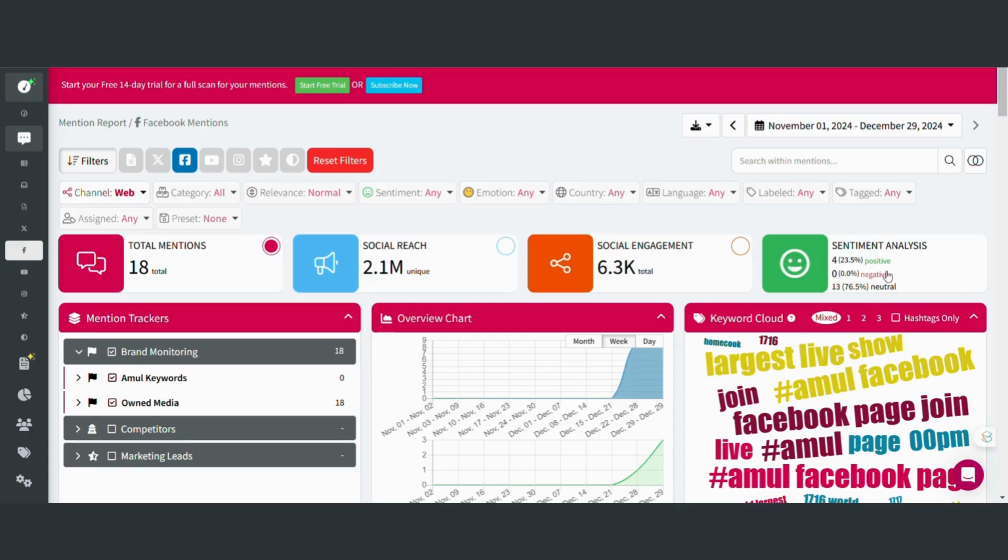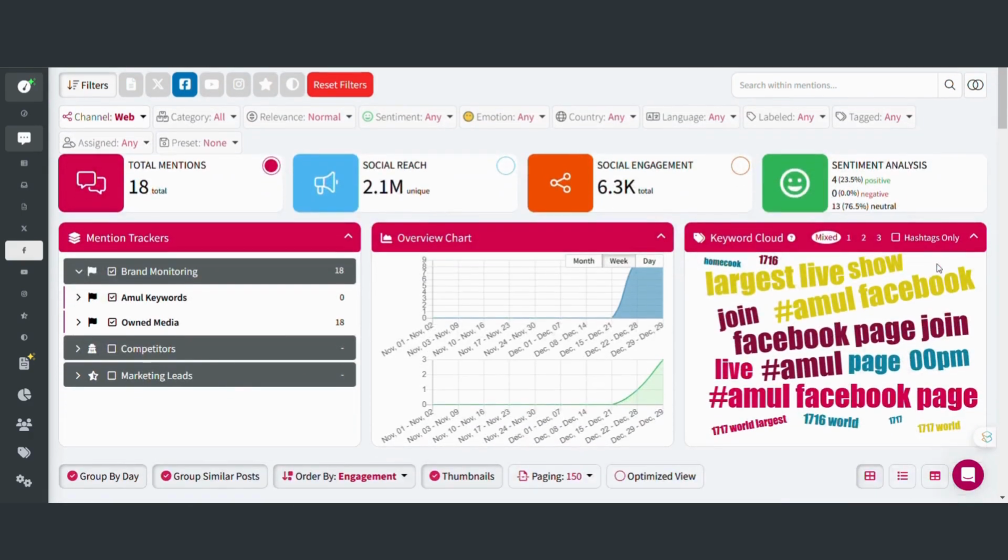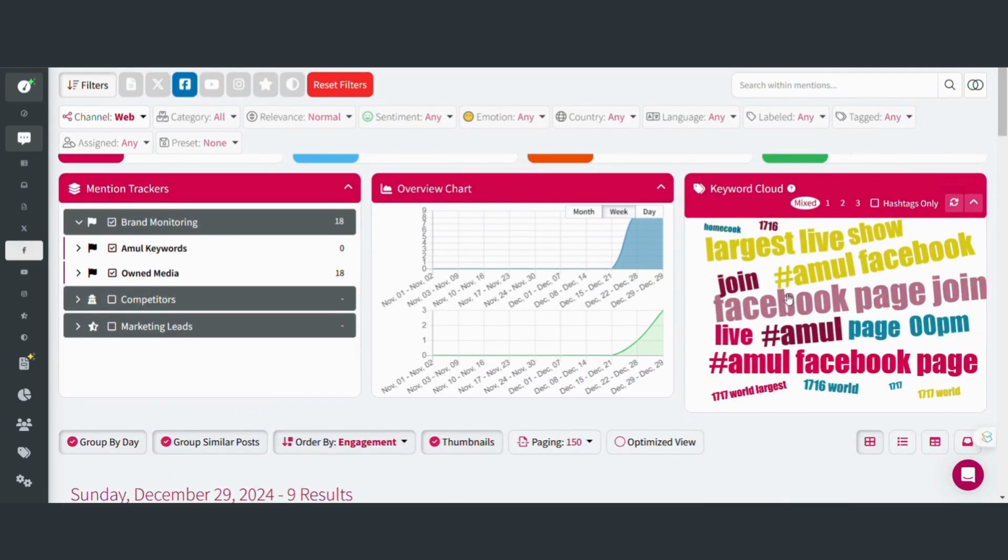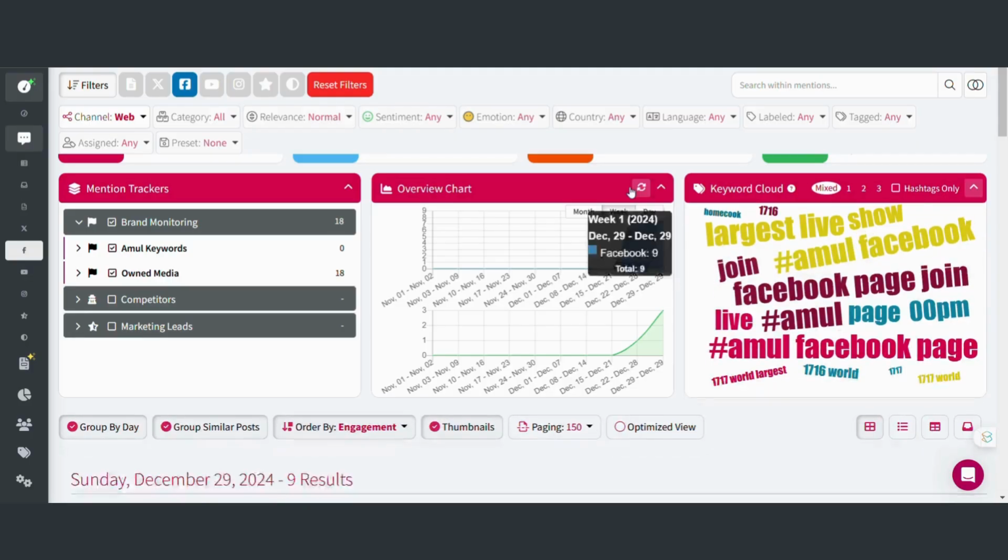Sentiment analysis shows that there's not much negative sentiment among people when it comes to Amul on Facebook. There are 4 positive sentiments recorded, and the rest 13 are all neutral. The keyword cloud shows that terms like hashtag Amul Facebook, hashtag Amul, Facebook page join, largest live show, etc., are all the most frequently mentioned terms on Facebook with regards to Amul.